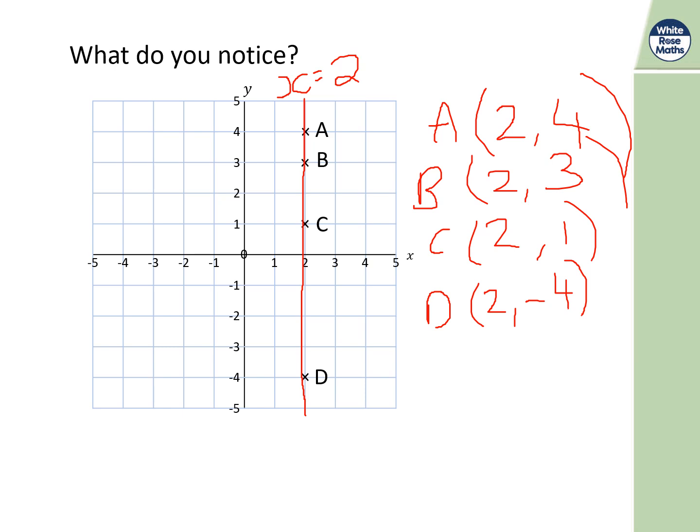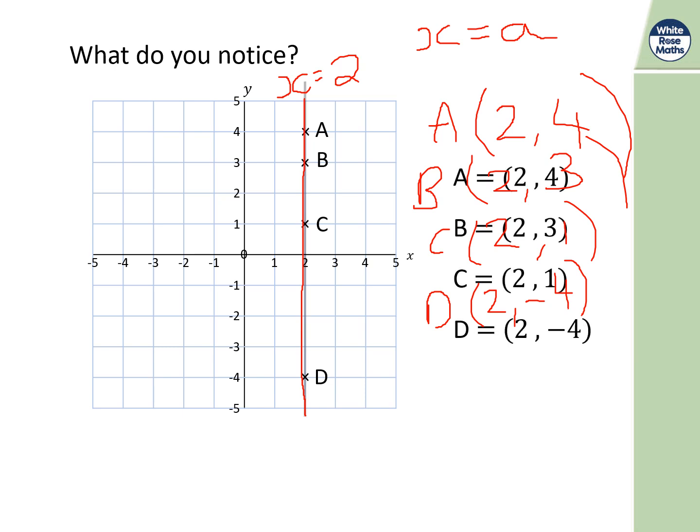The y coordinates, however, they change, so they don't stay fixed. But that's why we end up with what we call a vertical line. A vertical line is always in the form x equals a number, so x equals a. And we'll come on to the next bit: horizontal is always y equals a. So they are your coordinates, so x is equal to 2.